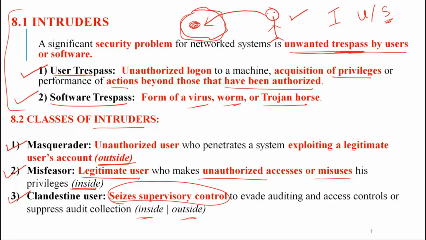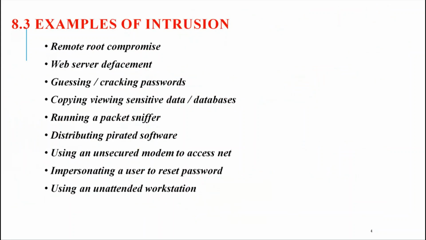So in this particular slide, who is an intruder? There are two types, user and software. And if you go for the classes, there are three different classes available: masquerader, misfeasor, and clandestine user. Masqueraders are the outside people. Misfeasor is the inside user. Clandestine can be inside or outside. So this is all about the intruders. Now, moving on to the next slide.